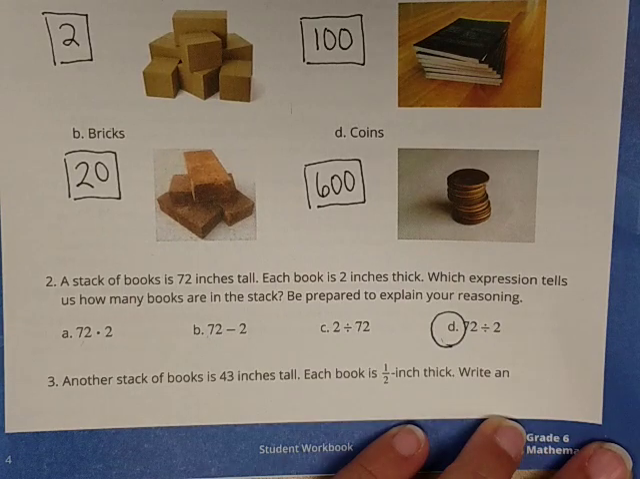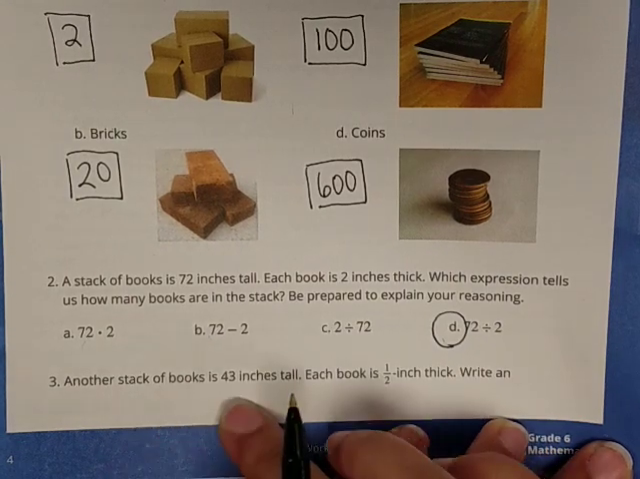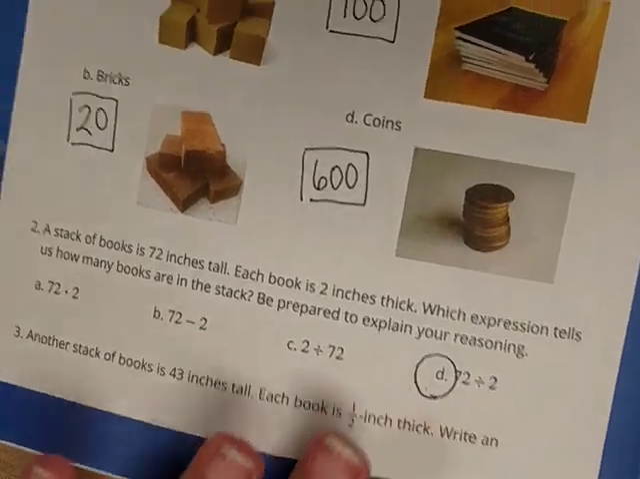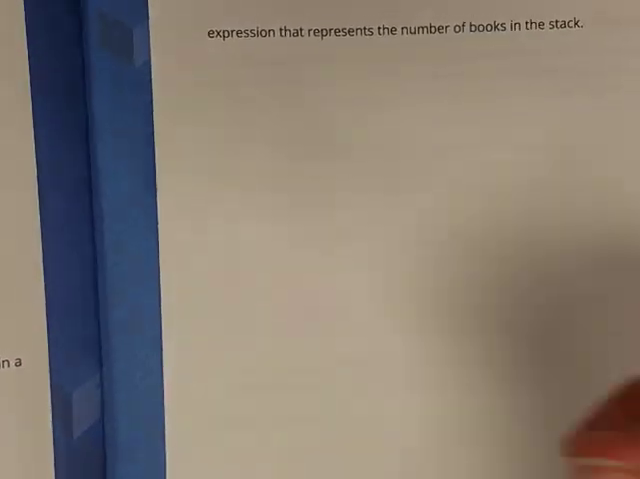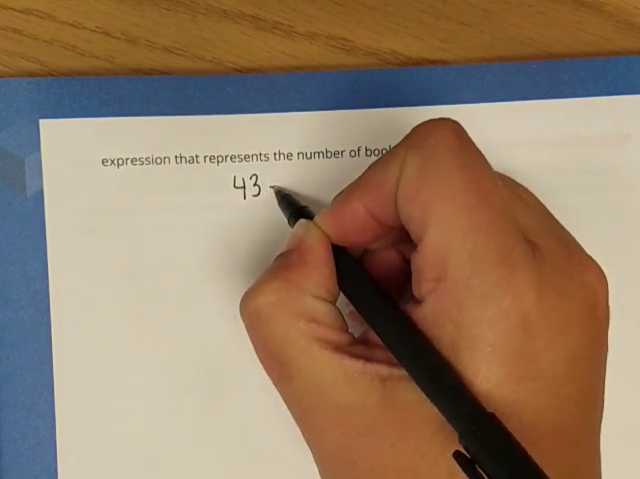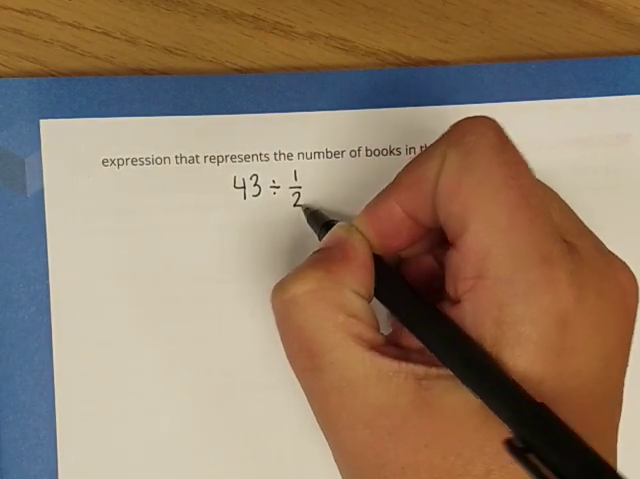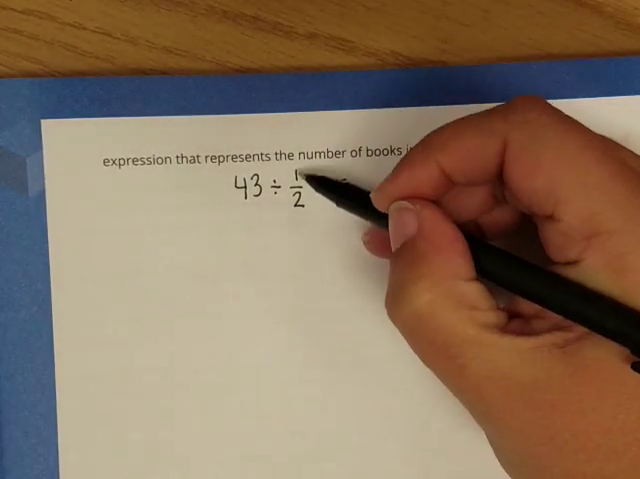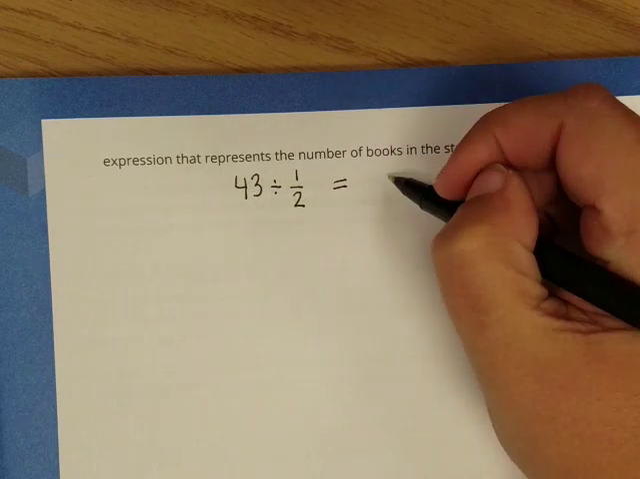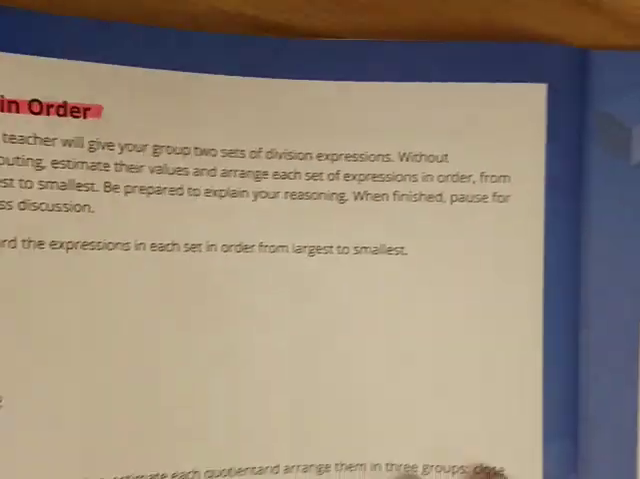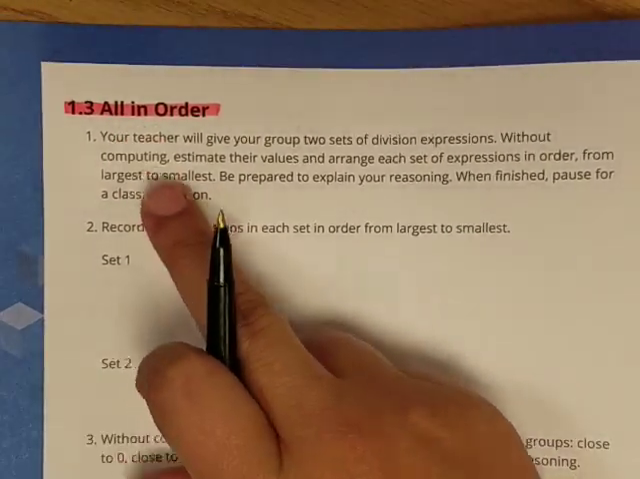72 divided by 2. Another stack of books is 43 inches tall. Each book is a half inch thick. Write an expression that represents the number of books in this stack. So if I have 43 inches and I divide it by 1/2, that will give me how many books I'll need. And if I actually want to answer this, how many halves fit into 43? 86.